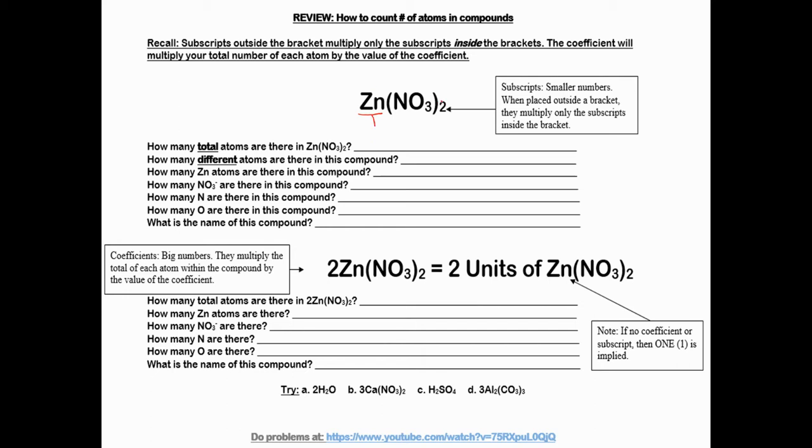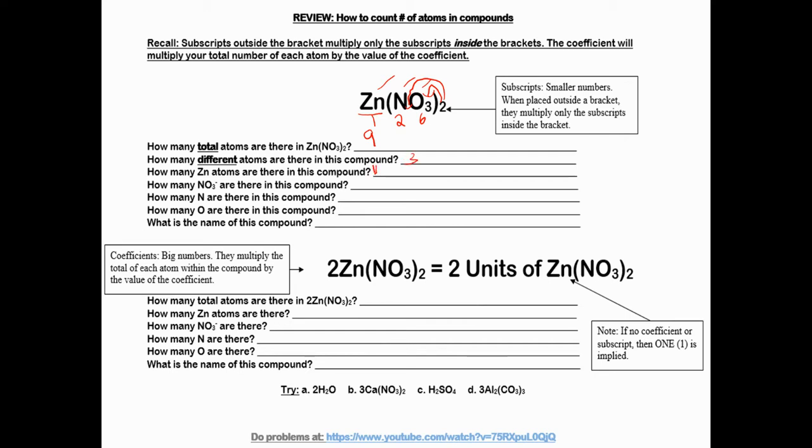Then for nitrogen, don't forget subscript, multiply it by the subscript inside the bracket there. So 2 nitrogens, and then 2 times 3 here, 6 oxygens. So we have a total of 9 atoms in zinc nitrate. How many different atoms are in this compound? Well, there's a zinc, a nitrogen, and an oxygen. So there's 3 different atoms.